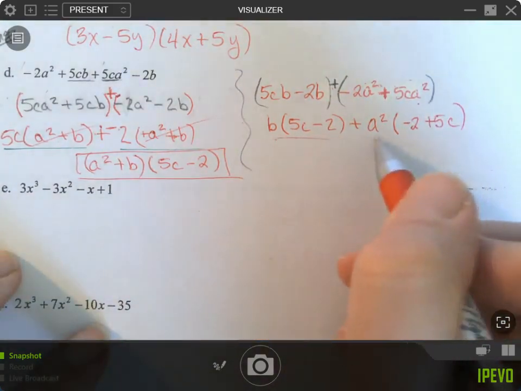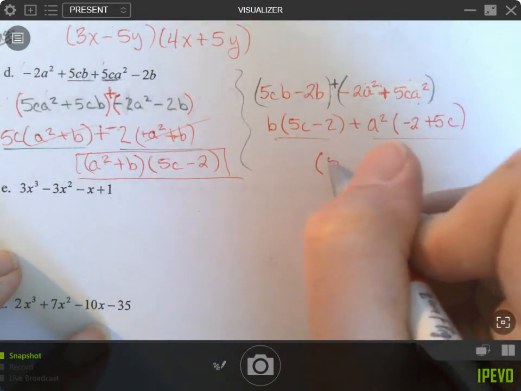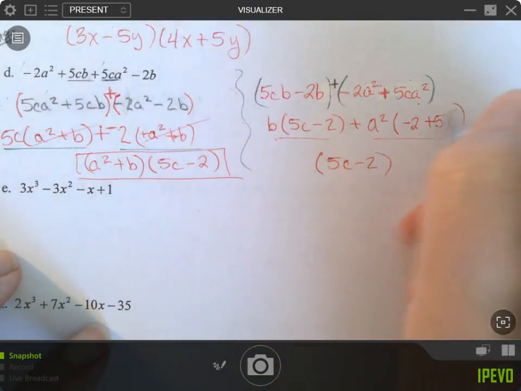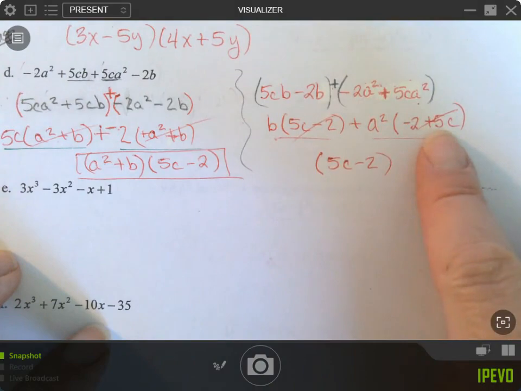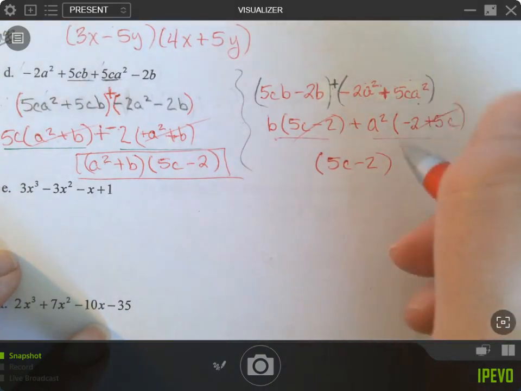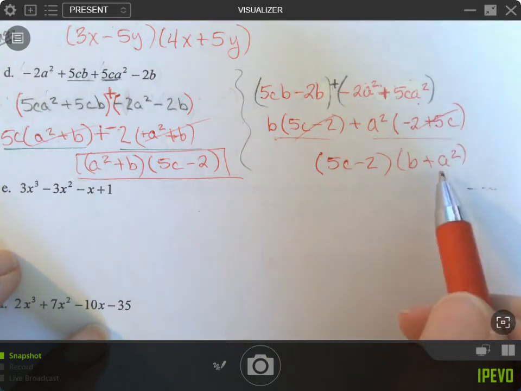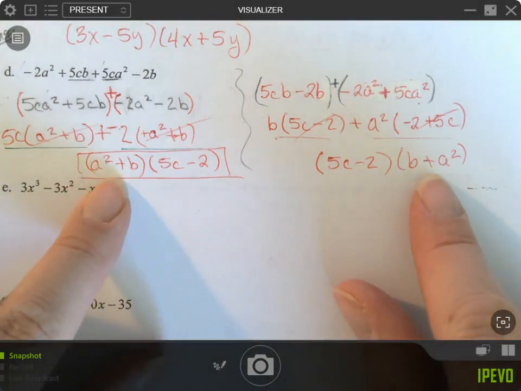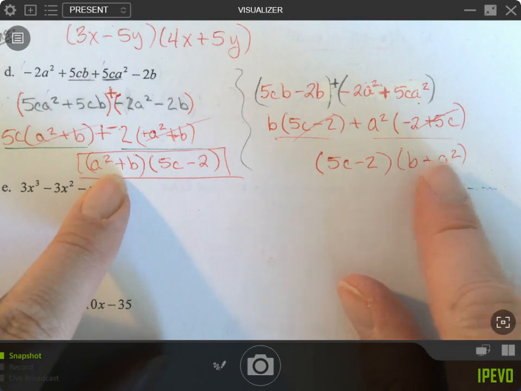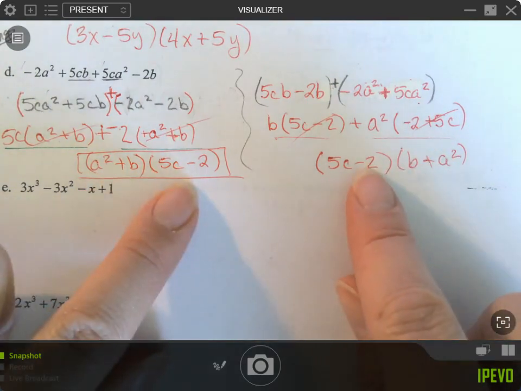All right, now what do these two have in common? The 5c minus 2, or you could have written it as negative 2 plus 5c, same thing. And what's left over? B plus a squared or a squared plus b. Do you see that I got the same answer? A squared plus b, 5c minus 2.